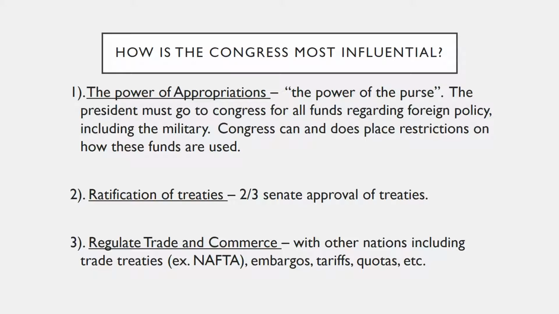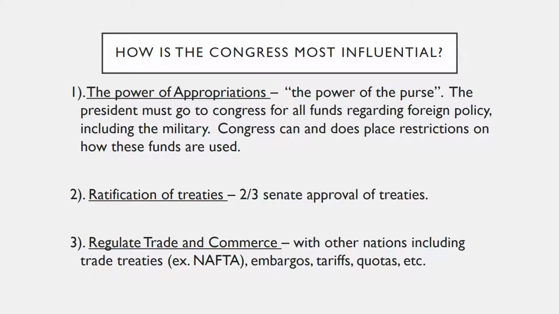The power to regulate trade and regulate commerce is a law-making power that is influential for Congress. This is where they have a lot of say regarding who we do business with in the world, how we do business with them. This includes trade treaties such as NAFTA, the North American Free Trade Agreement. It also includes placing embargoes on nation states. We'll talk about that in a subsequent lecture.